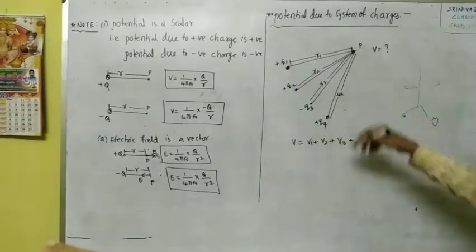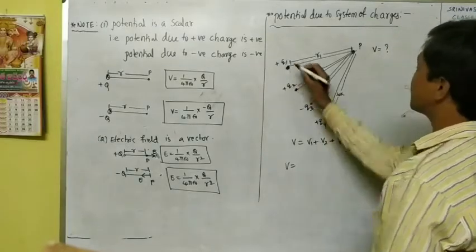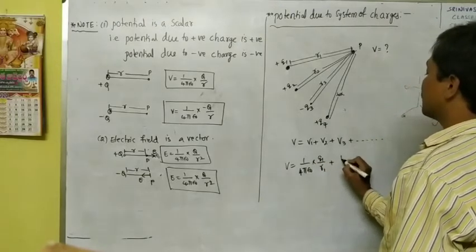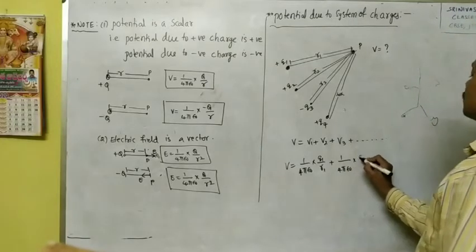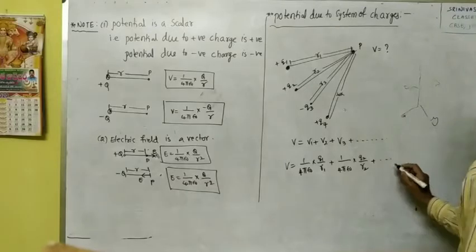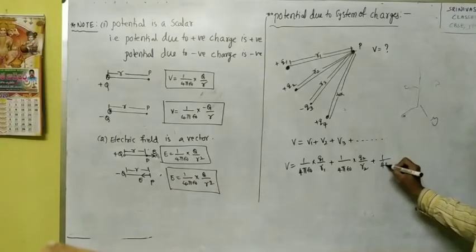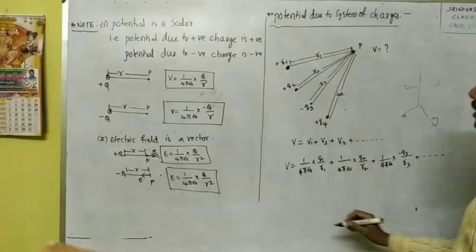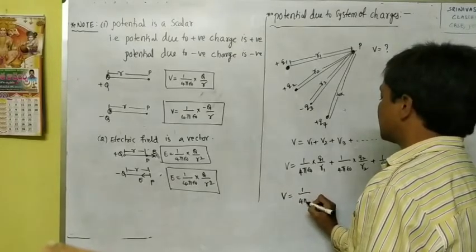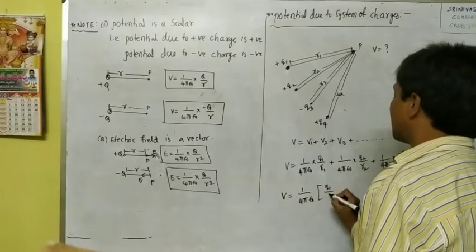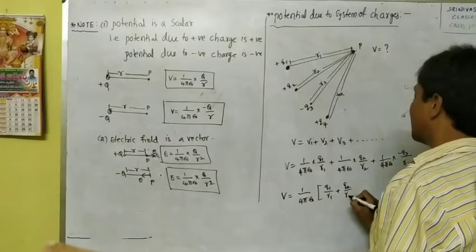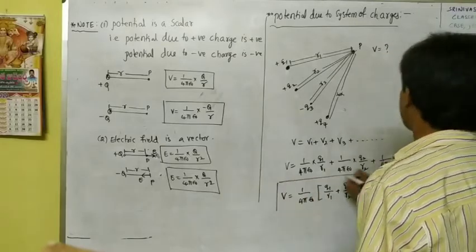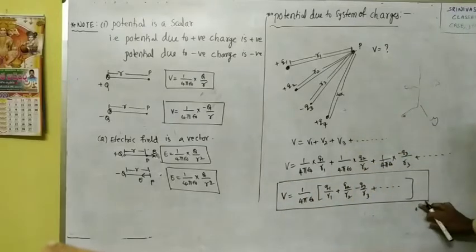Here, scalars we directly add. V1 is the potential due to Q1 charge at P, which is 1 by 4 pi epsilon naught into Q1 by R1, plus 1 by 4 pi epsilon naught into Q2 by R2, plus 1 by 4 pi epsilon naught into minus Q3 by R3, and so on. Here we can take 1 by 4 pi epsilon naught common, then we will get Q1 by R1 plus Q2 by R2 minus Q3 by R3 and so on. This is how to find out the potential due to system of charges.